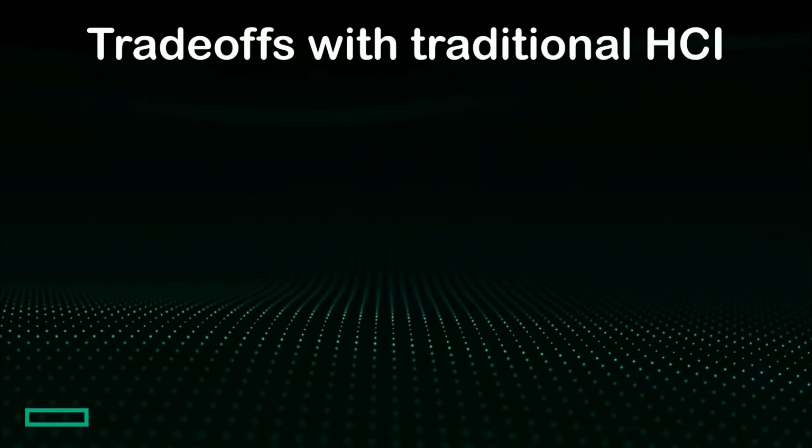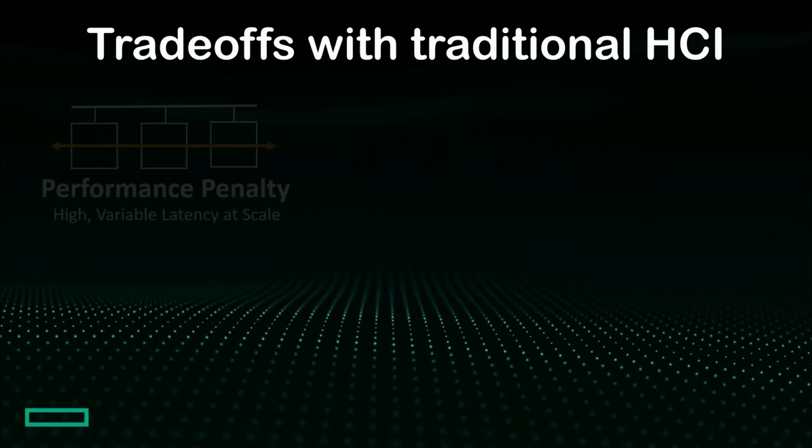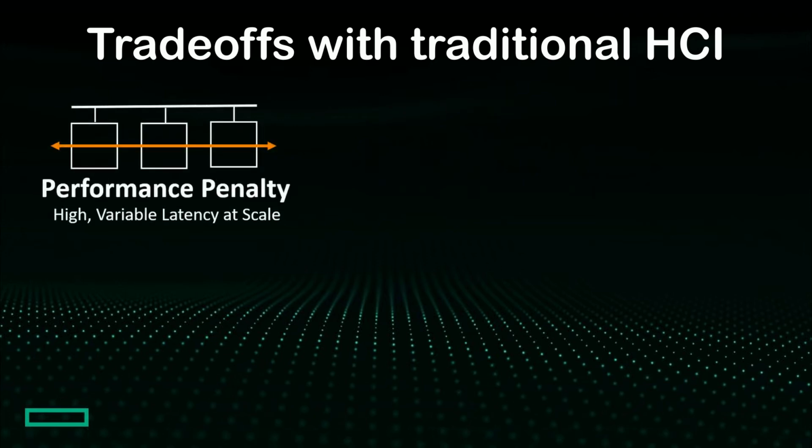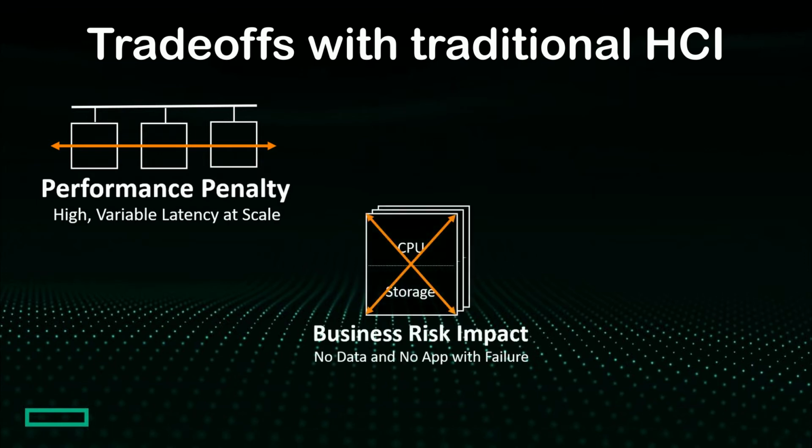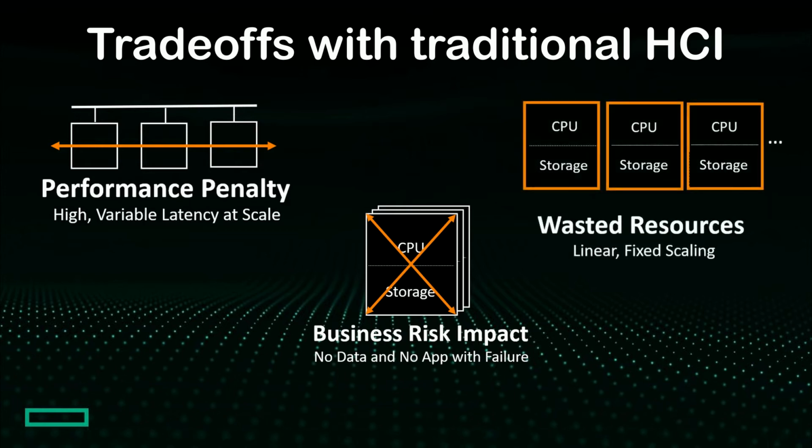But the benefits of traditional HCI also come with three critical trade-offs and limitations. The first being a performance penalty as you scale out with added latency that adds up over time. Then there's also complications and risks around hardware upgrades that require customers to shut down access to their data and apps for any kind of planned outages. And the third key trade-off is around efficiency. Traditional HCI requires a lot of over-provisioning.